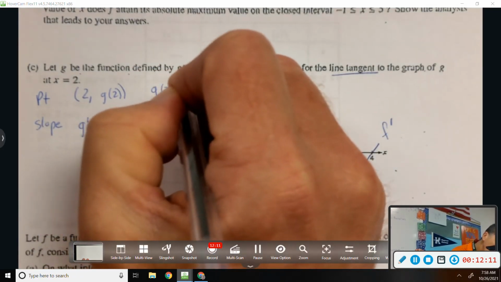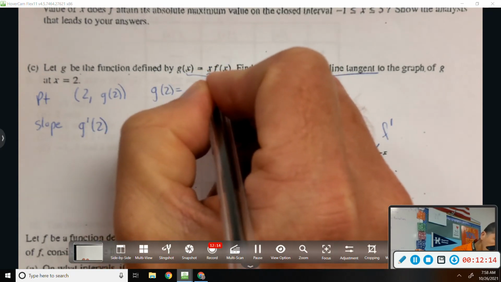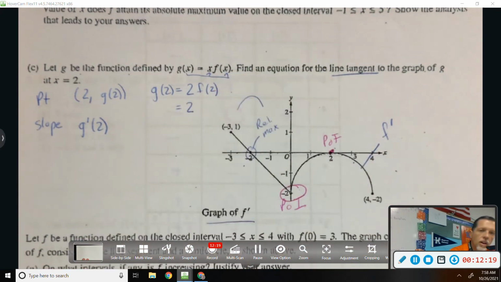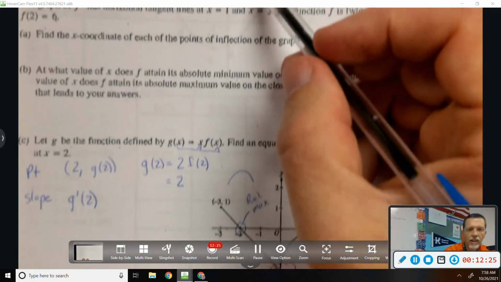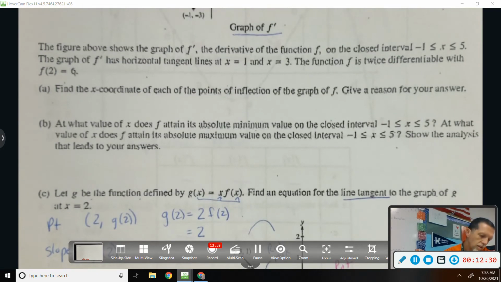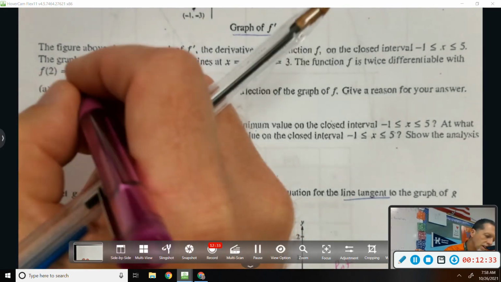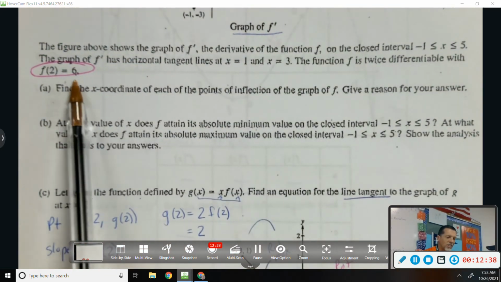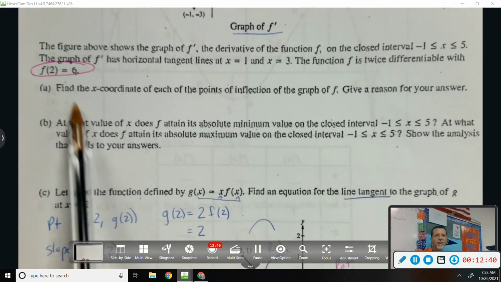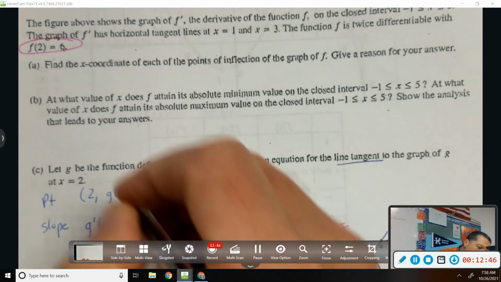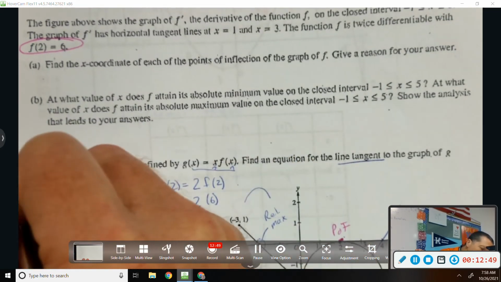So g of 2 would be 2 times f of 2. I hope they gave me f of 2 somewhere, because that graph is not f, that graph is f prime. Did they give me f of 2? Yeah, that very last statement: f of 2 equals 6. Why do I need that? Well, I need it down here. F of 2 is 6, so g of 2 is 12. So I got my point, 2 comma 12.